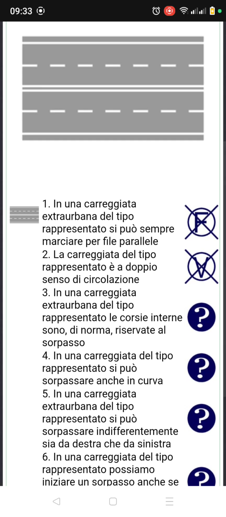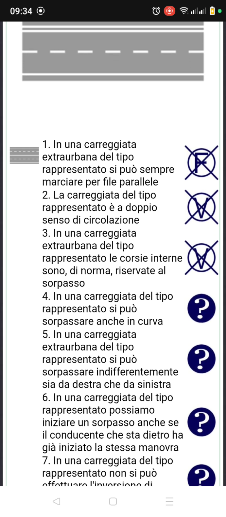So in this very carriageway, the right lane by law is normally reserved for normal travel, while the interne, which is the second lane, the inner lane, is only for overtaking, sorpasso. The internal lane, what they mean by internal, the inner one, which is the sinistra, the left one, is reserved for overtaking, and it's true. So when they said, in una carreggiata extraurbana di tipo rappresentato, le corsie interne sono di norma riservate al sorpasso, it's very, very true. So the internal lane, which is the left lane, is reserved only for overtaking. Yeah, it's true.